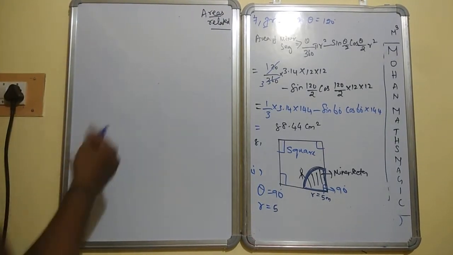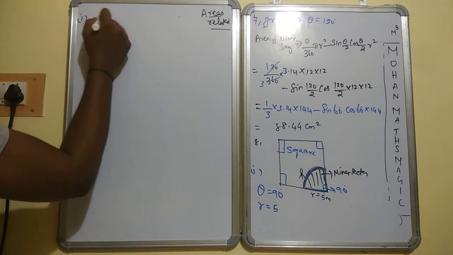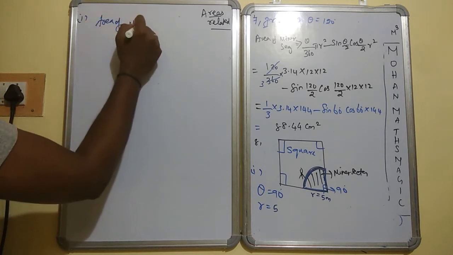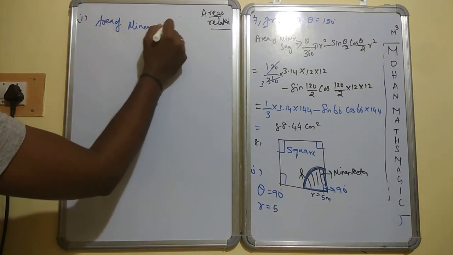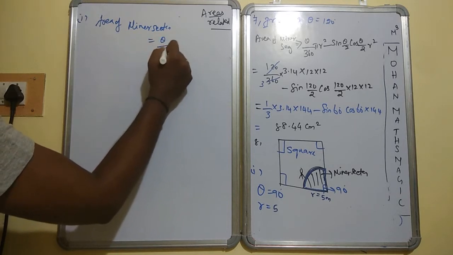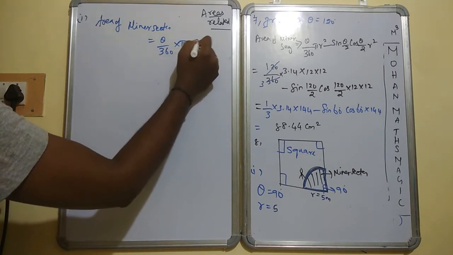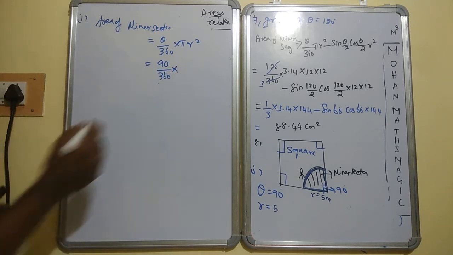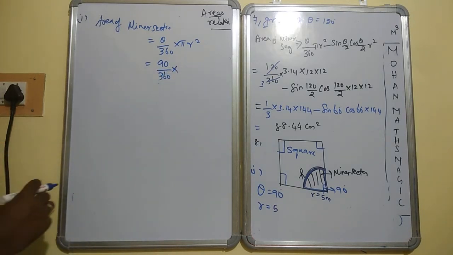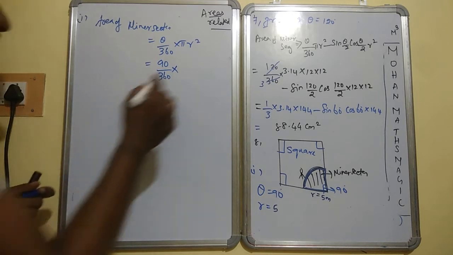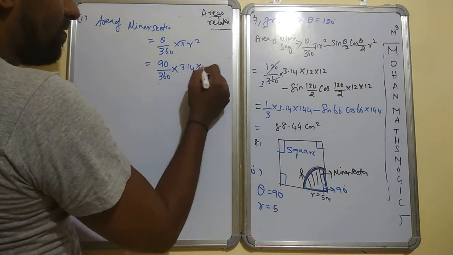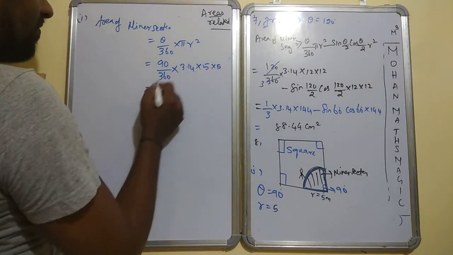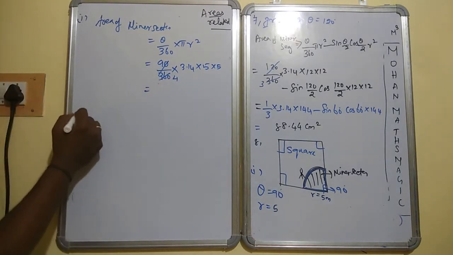So you can do the first option. Area of a minor sector is theta upon 360 into pi r square. Theta value is 90. Is the pi value given? Yes, 3.14. Radius value 5 times 5. So cancel and then find it.